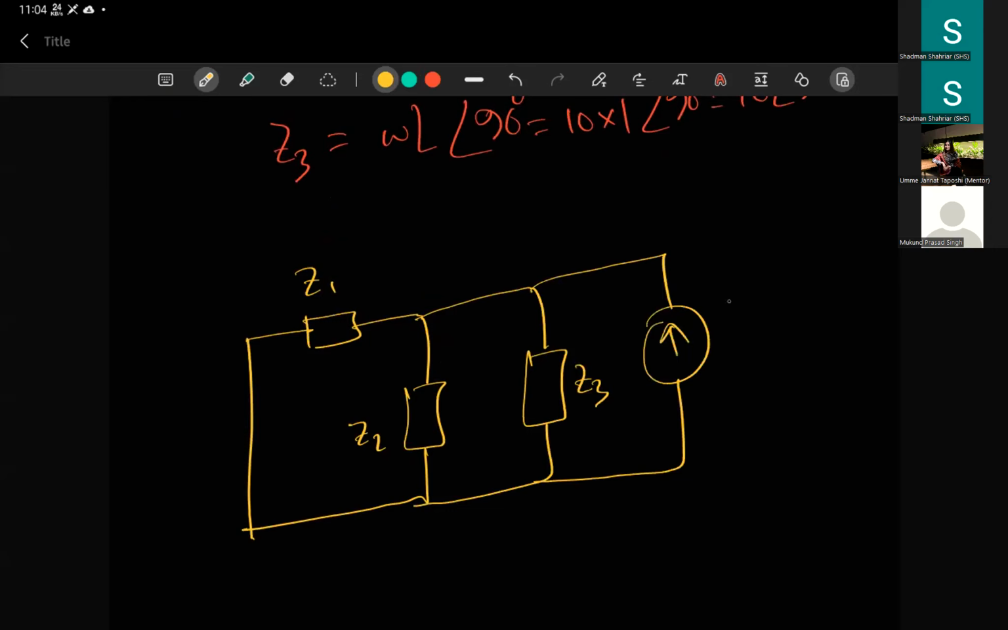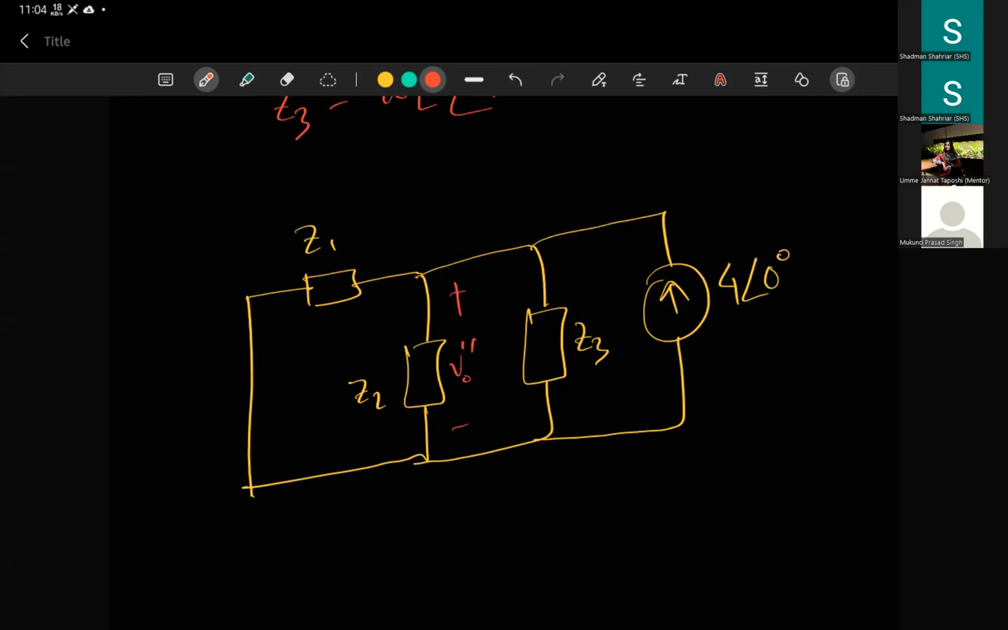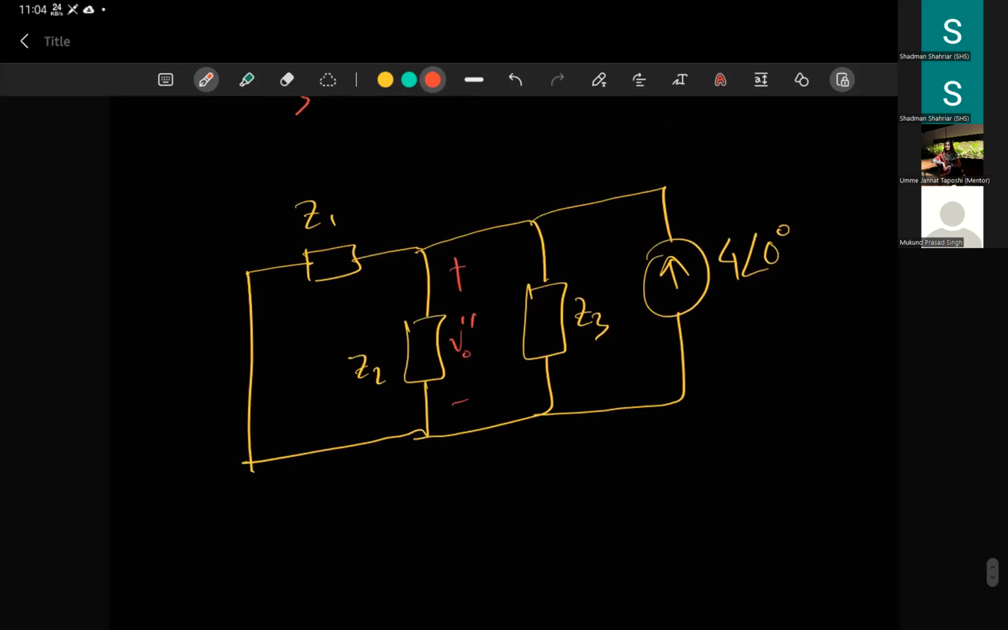So now again, you have to find V output double prime, which you can do in multitudes of ways. But I think the best way would be to just use current divider rule, because you have Z1, Z2, Z3 all in parallel. Can you see that all of them are in parallel? All of them share the same two nodes, this node and this node.